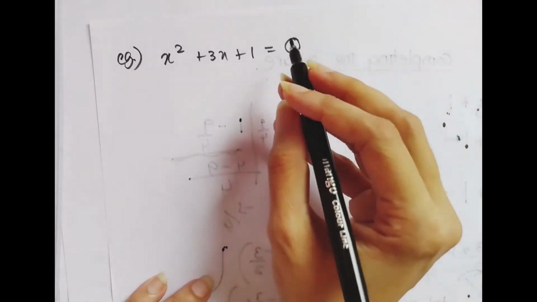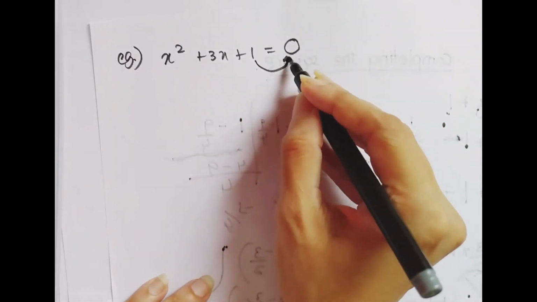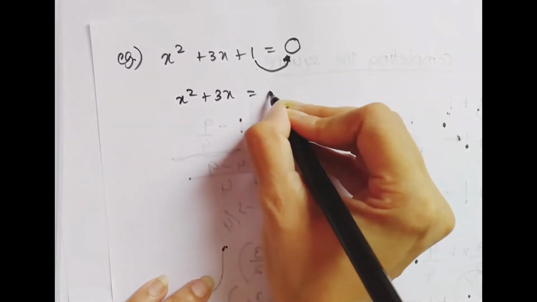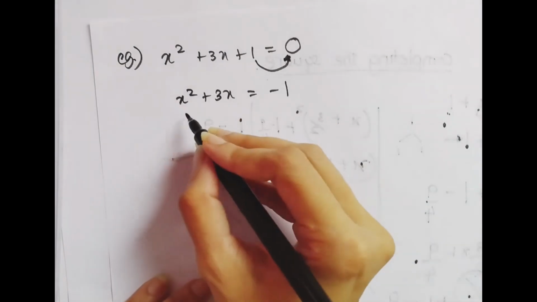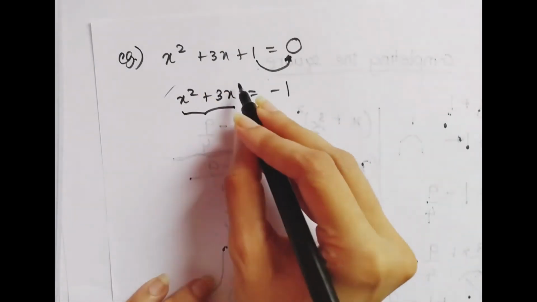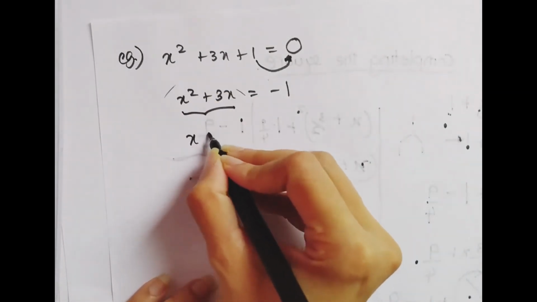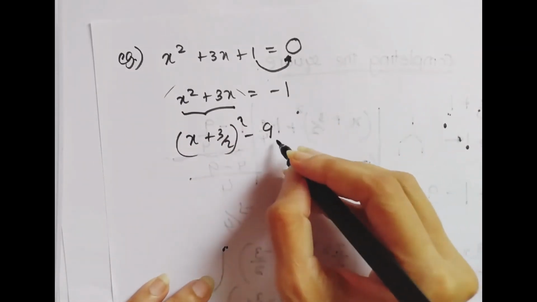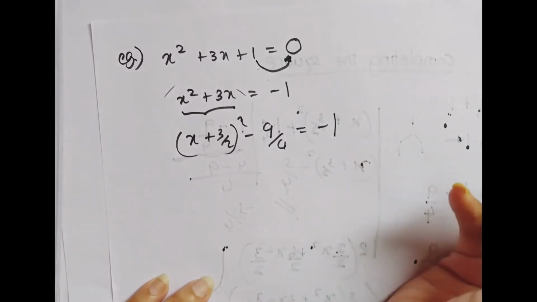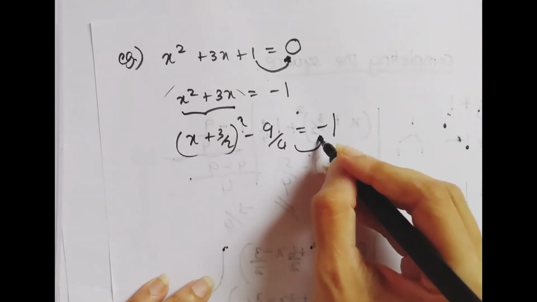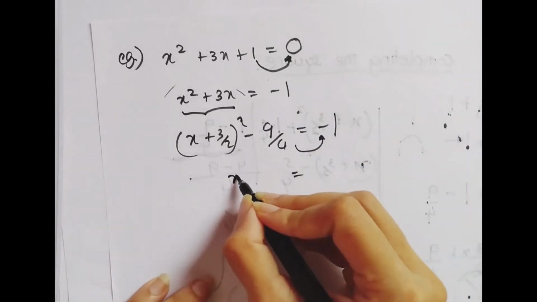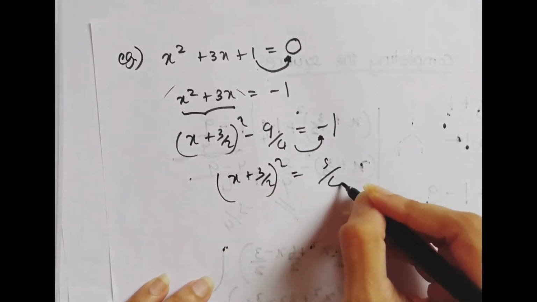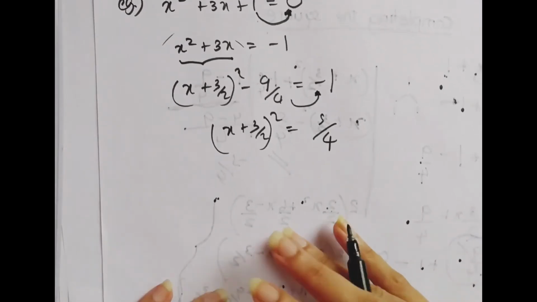What you will do, you will take this 1 to this side. So then x squared plus 3x equals minus 1. And now you can make this one a completing square. So it will be x plus 3 over 2 whole thing squared minus 9 over 4 equals minus 1. And I'll take this one also to this side. Then x plus 3 over 2 whole thing squared is equal to 5 over 4. This is what you will get.